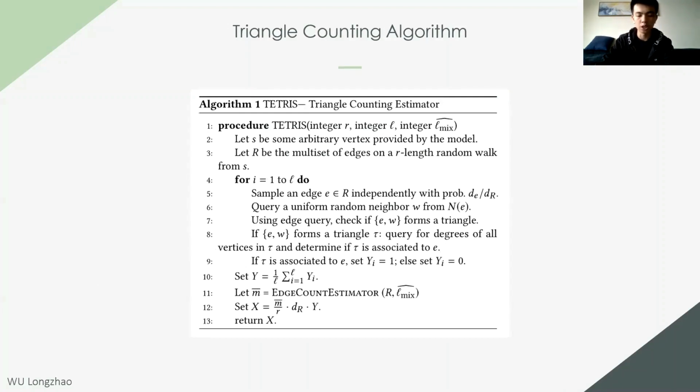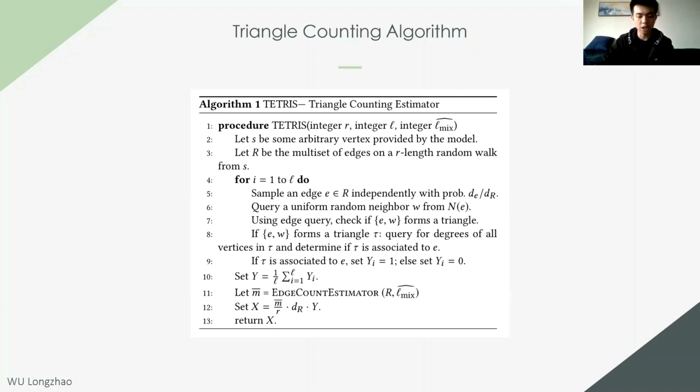The first one is the triangle counting algorithm. To start the algorithm, some parameters are required: the length of random walk, the number of subsamples, and the mixing time. The algorithm starts with an arbitrary vertex r. After a random walk of length r, it gets a collection of edges in a set R, and computes the degree of all edges. After that, all edges are sampled with a probability proportional to the degree.